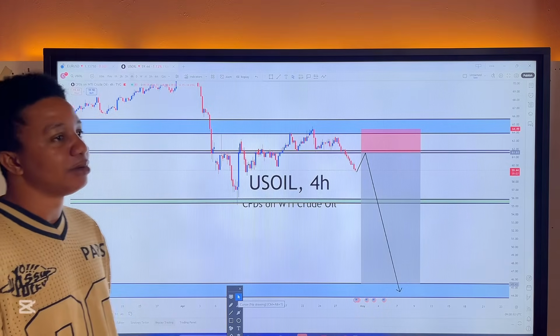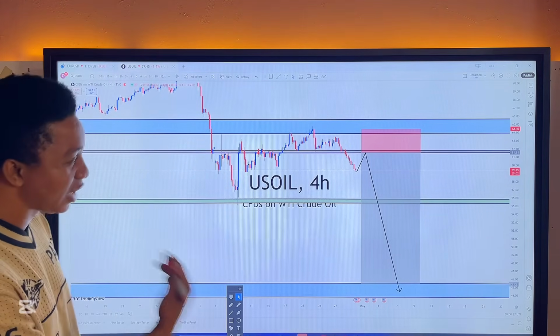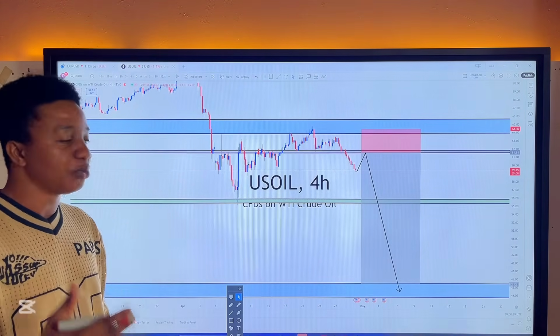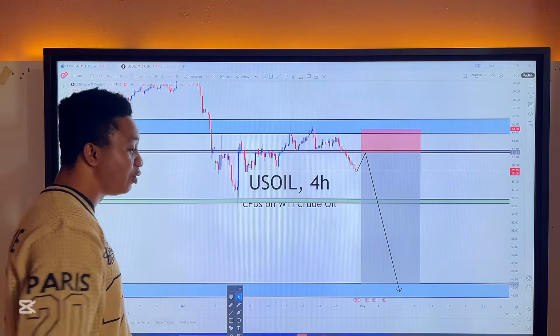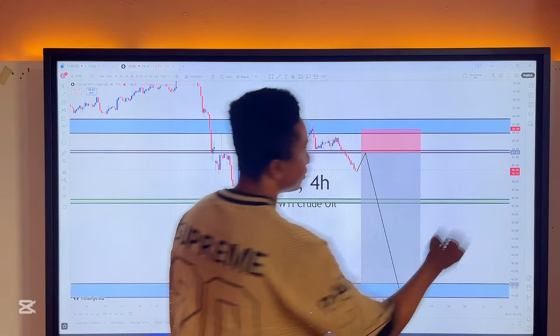You know what swing trading or positional trading is all about? Patience. Okay, if you can have the patience to wait for the right opportunities and you enter, you're going to make a huge sum of money out of it as well. Alright, let's go to the next pair on the list.